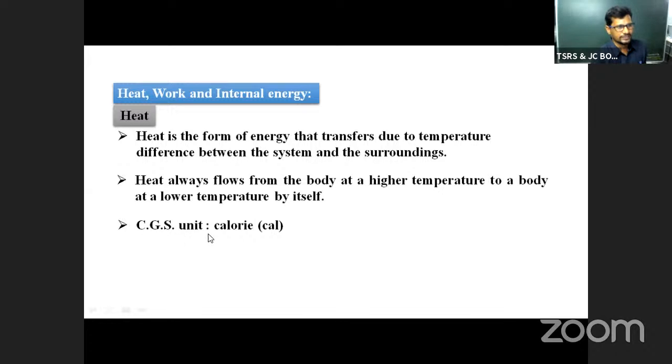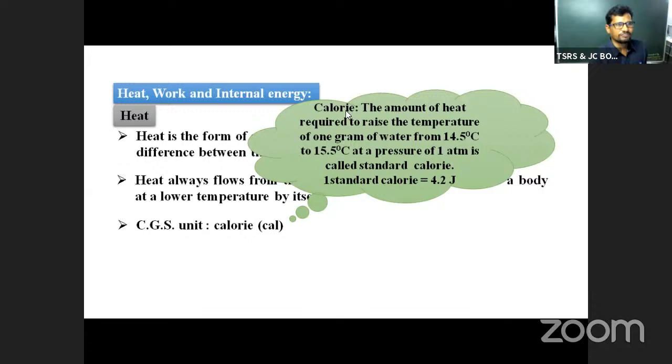The CGS unit of heat is the calorie. A calorie is the amount of heat required to raise the temperature of 1 gram of water from 14.5 degrees centigrade to 15.5 degrees centigrade at a pressure of 1 atmosphere, called the standard calorie. 1 standard calorie is equal to 4.2 joules. To raise the temperature, we have to give heat, and that heat is known as 1 calorie.